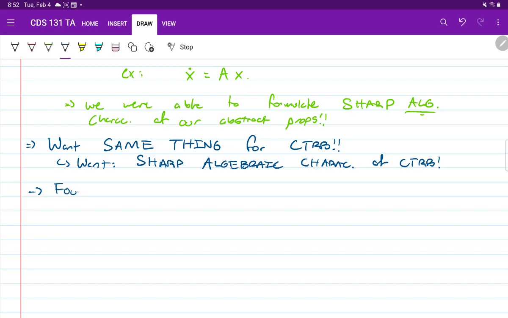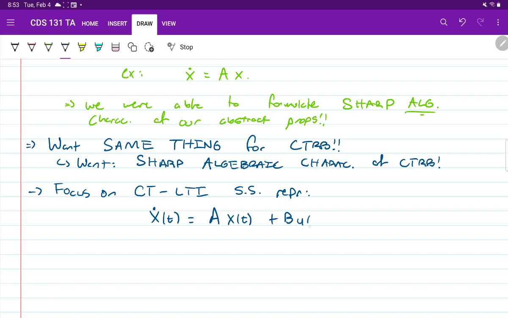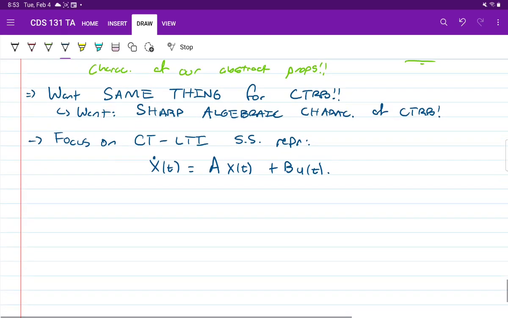So here what I'm going to do is focus on the continuous time LTI state space representation. In particular, since in controllability we're only really interested in the behavior of the state, we're just going to examine the state equation. So our system is going to be of the form x dot of t equals A times x of t plus B times u of t.